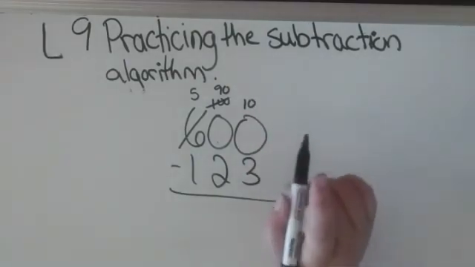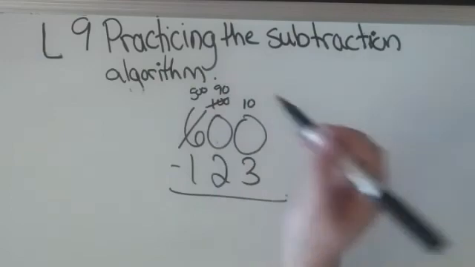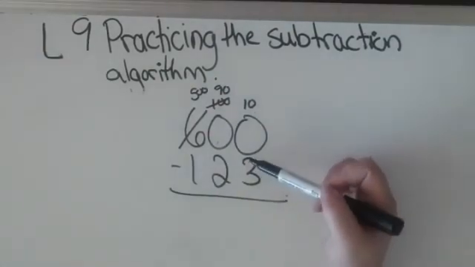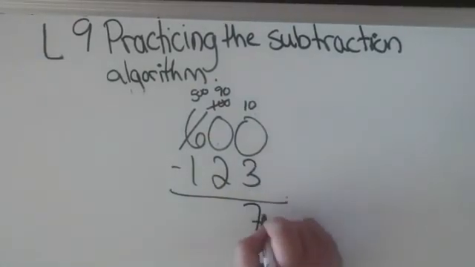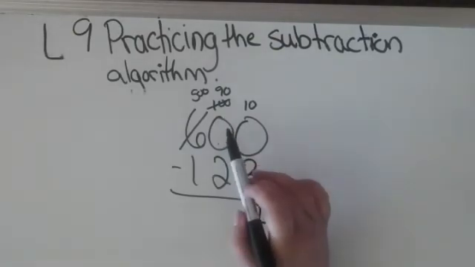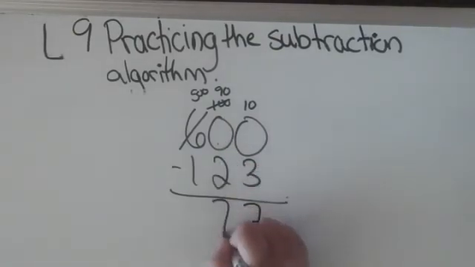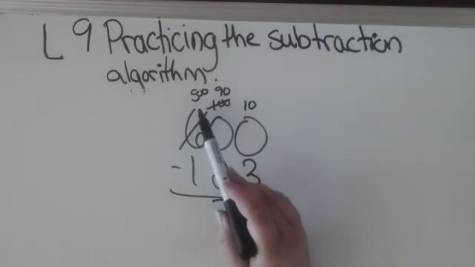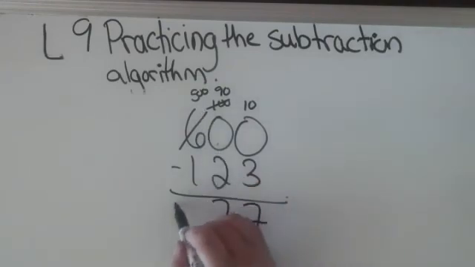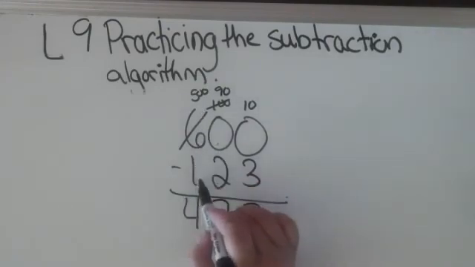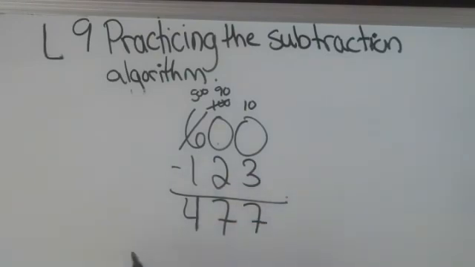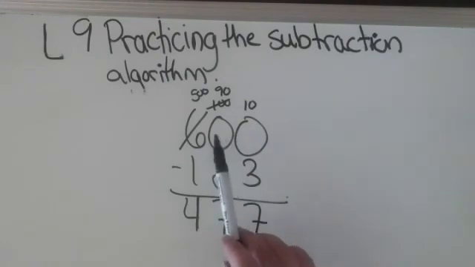Really important that you remember all your columns. 10 take away 3 is 7. 90 take away 20 is 70. 500 take away 100 is 400. So you get 477. So remember, when you're doing your borrowing, you can't just skip this 0.